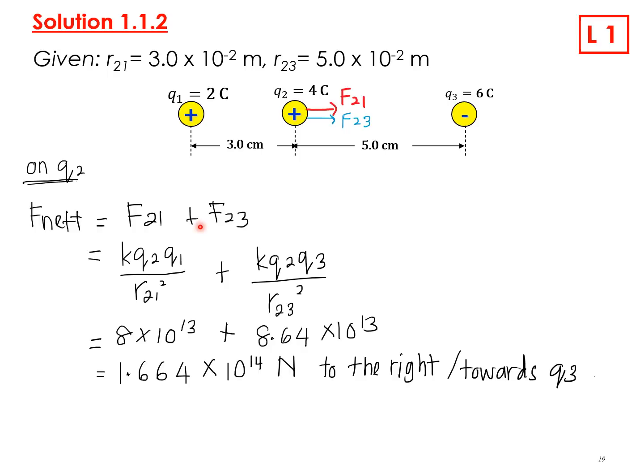So you make the substitution using this equation, kQ2Q1 over R21 squared plus kQ2Q3 over R23 squared. After you make the substitution, make sure all values are in SI units, and then you will get the net equal to 1.664 times 10 to the power of 14 Newton, direction to the right, or toward Q3.